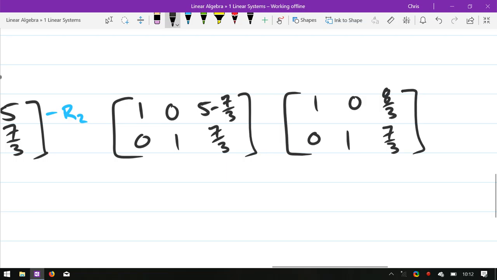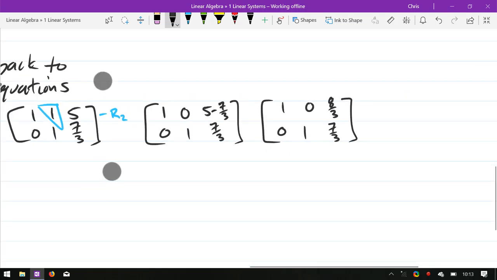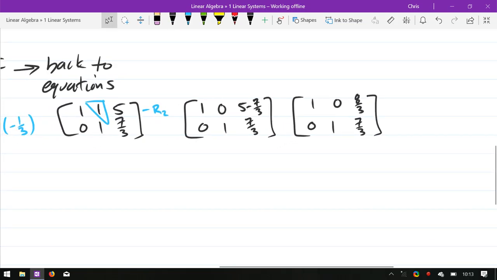All right, any questions on that last operation right there? So let's look at the form of this matrix. We have ones down the diagonal. Above the diagonal is 0. Below the diagonal is 0. So this is reduced row echelon form. It's as good as it's going to get for this matrix.